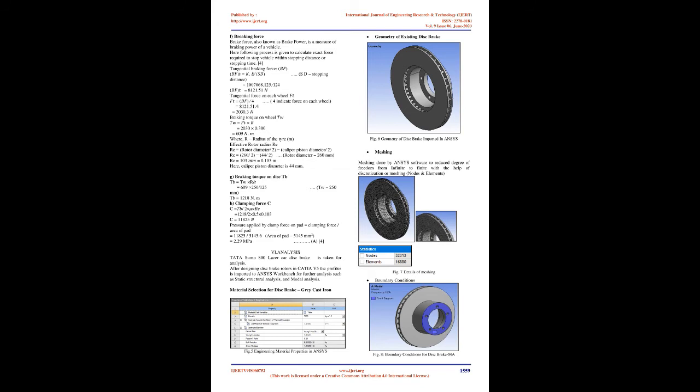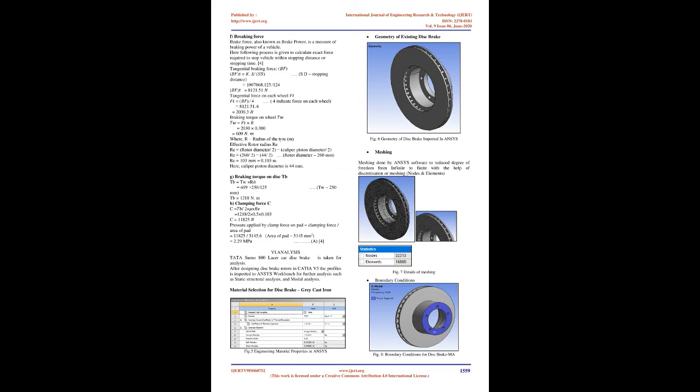Parameter name: gray cast iron. Density: 7000 kg/m3. Yield tensile strength: 142 MPa. Young's modulus E: 100 GPa. Poisson's ratio: 0.28. Specific heat Cp: 586 J/kg.K. Thermal conductivity K: 54 W/m.K. Table 2, properties of gray cast iron.